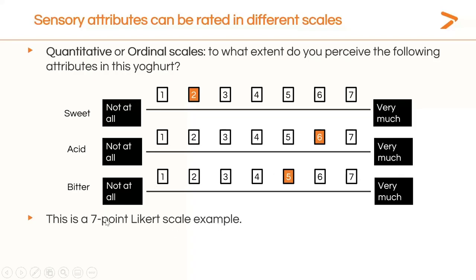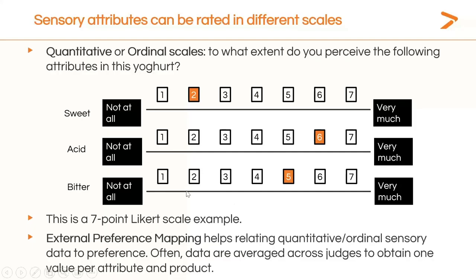Of course, there are other versions of Likert scales like 5 points or 9 points or 11 points. External preference mapping helps relating quantitative or ordinal sensory data to preference, and often data are averaged across judges to obtain 1 value per attribute and product, as you will see in a typical data set that will be introduced in external preference mapping. Now let me tell you about 2 other scales that are commonly used in sensory data analysis.